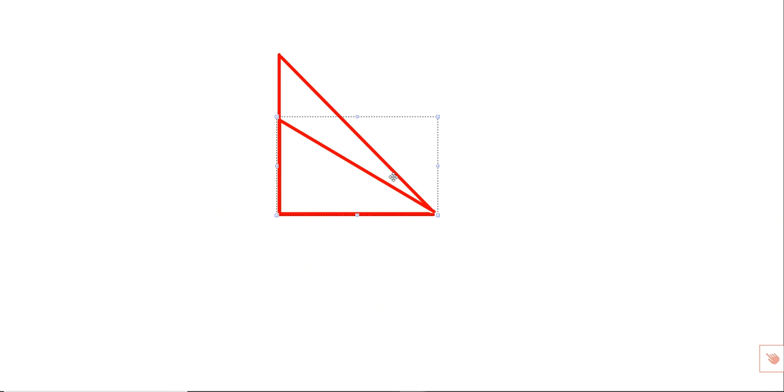So sometimes a diagram will look like one right-angled triangle and a non-right-angled triangle plonked on top, but actually it's two right-angled triangles, a big one and a smaller one on top, and that's the way to think about it.